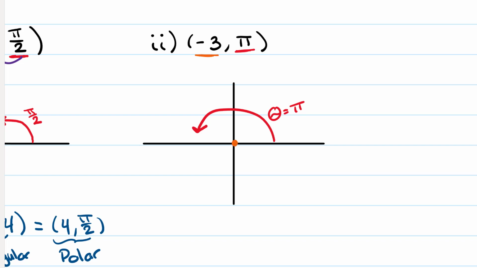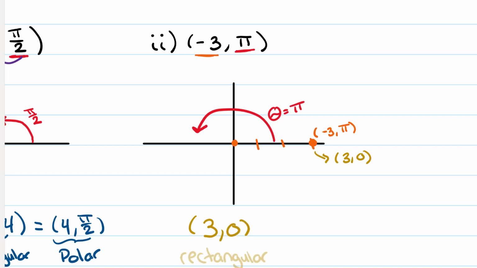So starting at the origin, I would normally go in this direction. But now, because it's negative, I'm going to go 1, 2, 3 in the opposite direction. So this is the coordinate negative 3 comma pi. Now if I convert that to rectangular, this is also the point 3 comma 0. So my rectangular coordinate is 3 comma 0, and my polar coordinate is negative 3 comma pi.